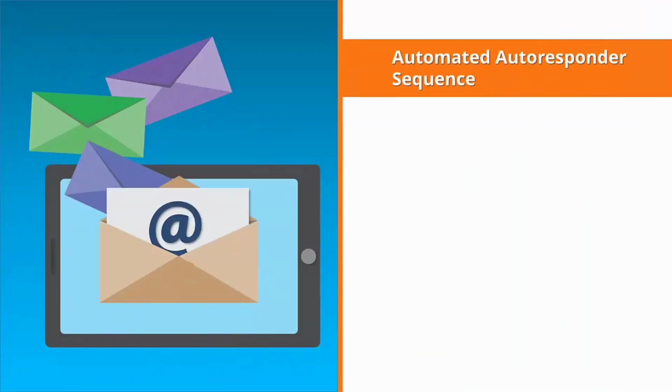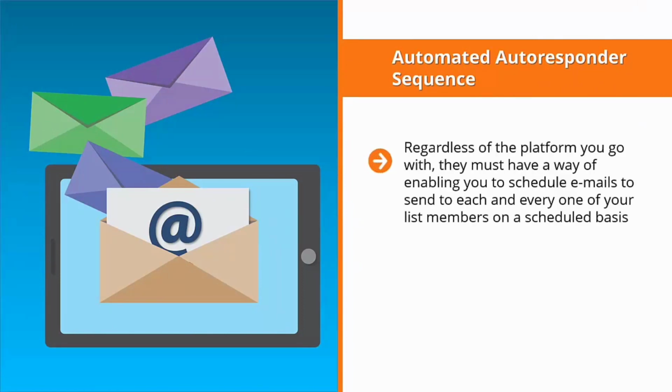Automated autoresponder sequence. Regardless of the platform you go with, they must have a way of enabling you to schedule emails to send to each and every one of your list members on a scheduled basis. For example, if somebody joined your list on Monday, they get the email update for day 1. On Tuesday, they get the email update for day 2. When another person signs up for your mailing list on Friday, they get day 1's update, and so on and so forth.